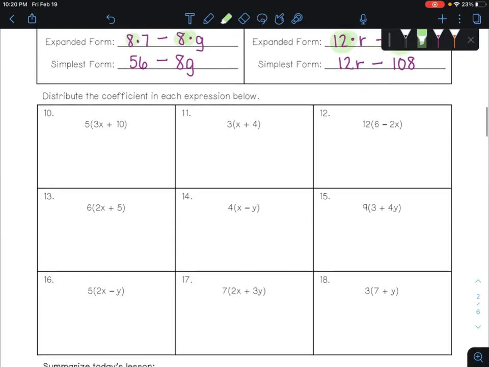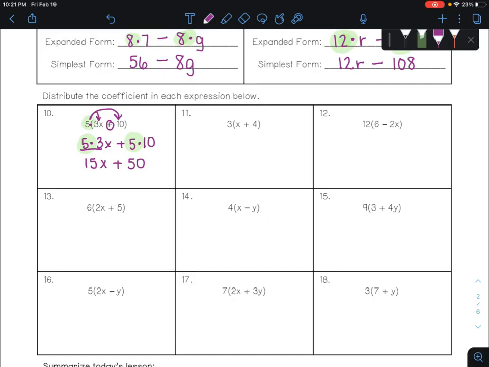This next set is going to involve variables that sometimes have a coefficient, meaning a number out front. Doesn't really change anything, just adds in one more multiplication. So number 10, 5 times 3x, and then we're going to do plus 5 times 10, shared that 5 times. Now 5 times 3x is actually 5 times 3, which is 15x, plus 5 times 10, which is 50.